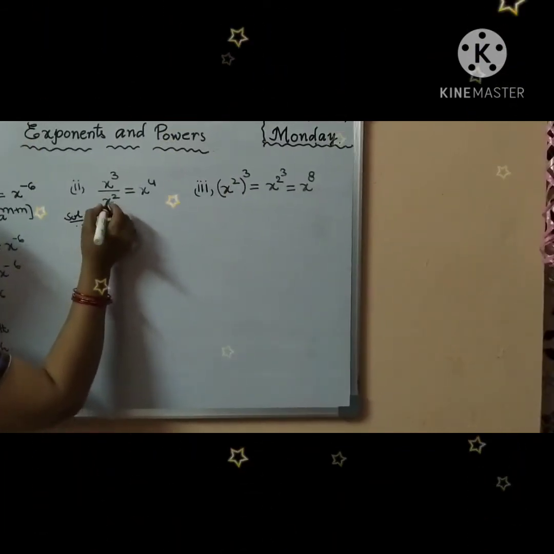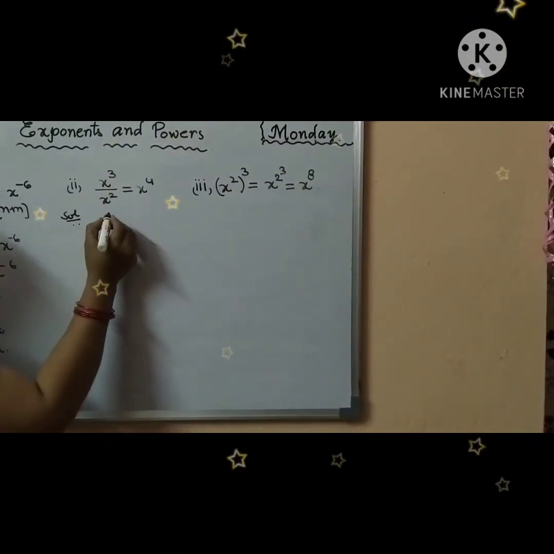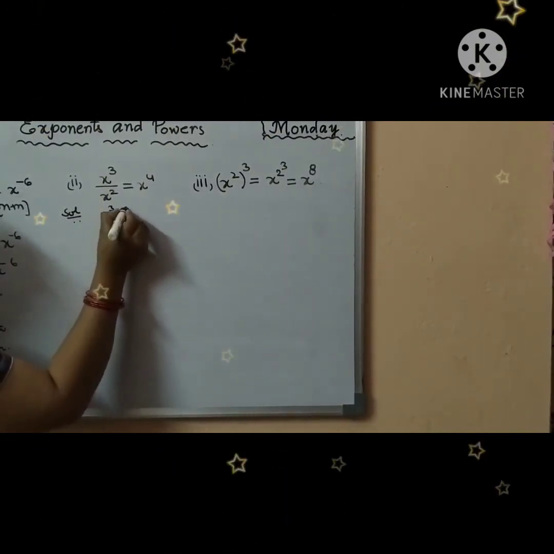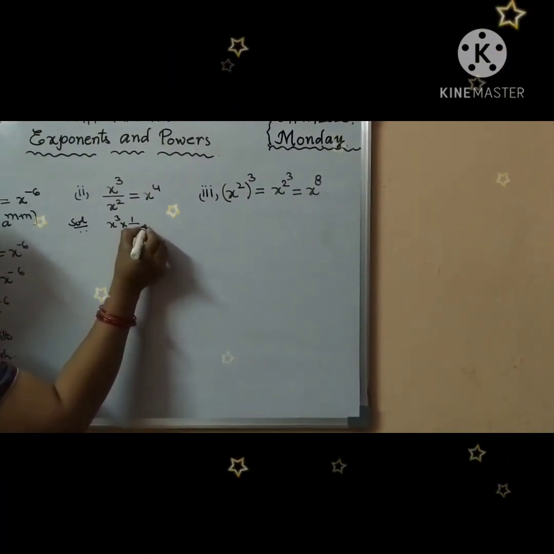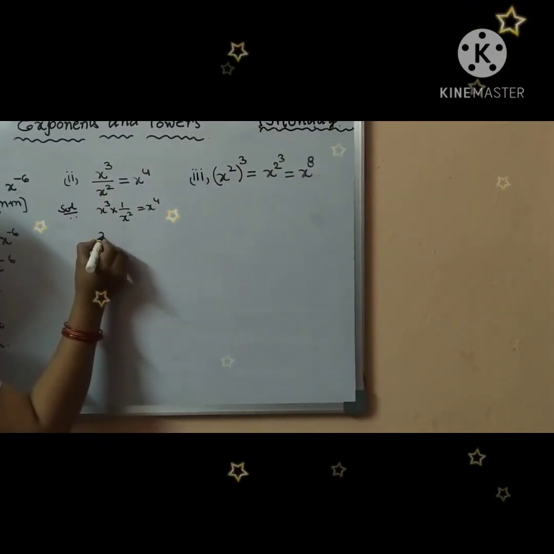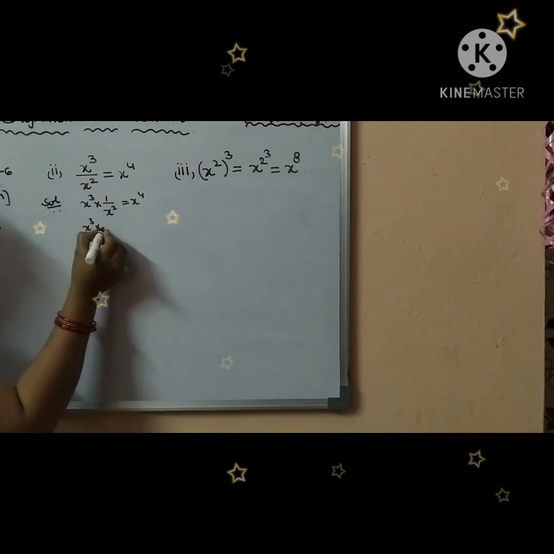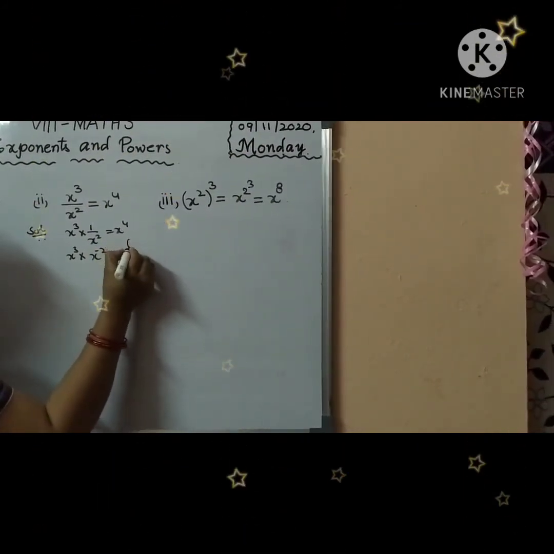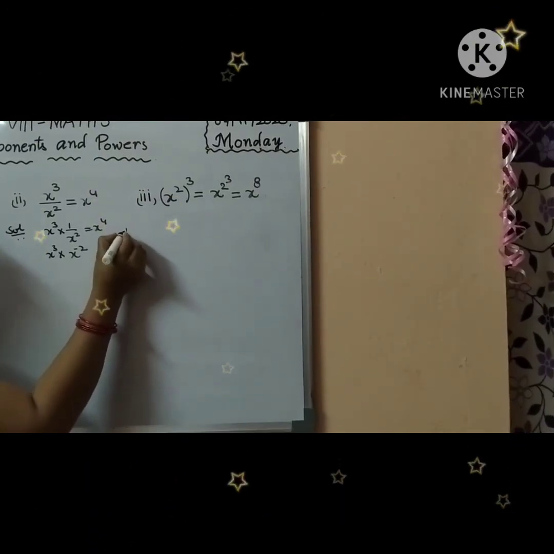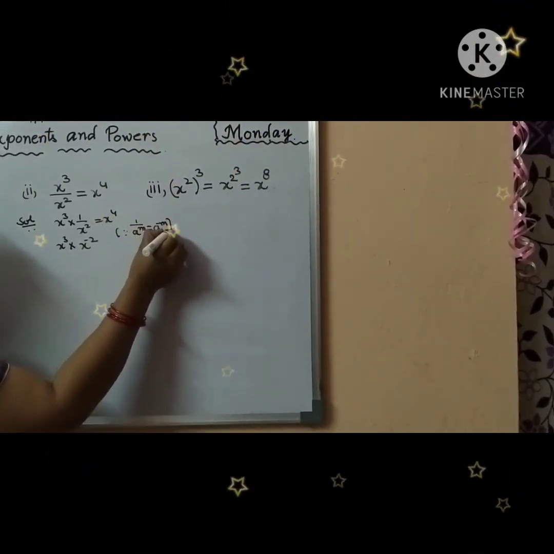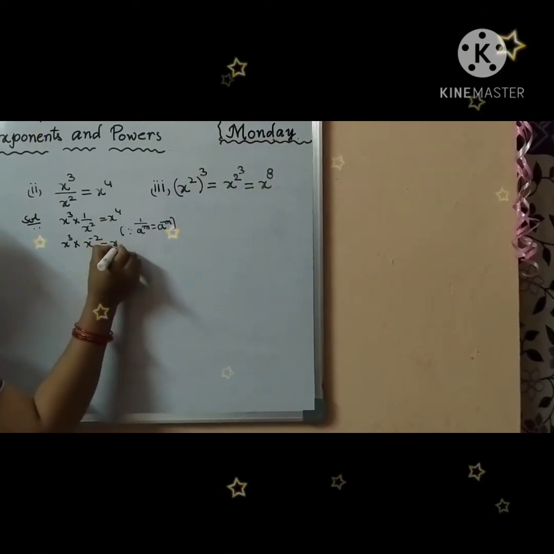So x cube into 1 by x square equals x power 4. Here we write x cube into x power minus 2, because 1 by a power m equals a power minus m.